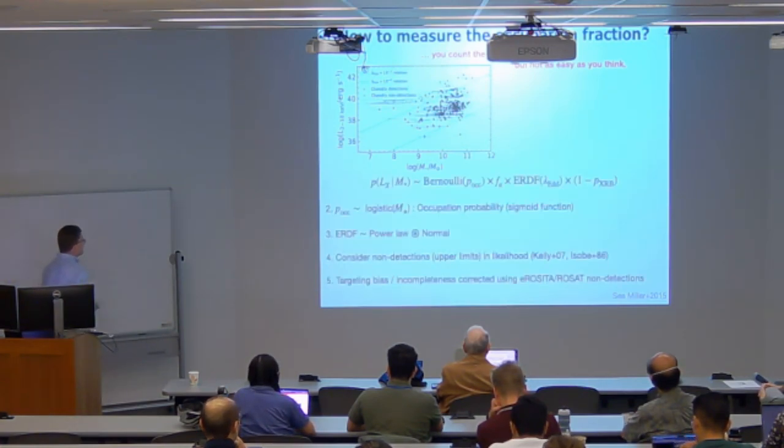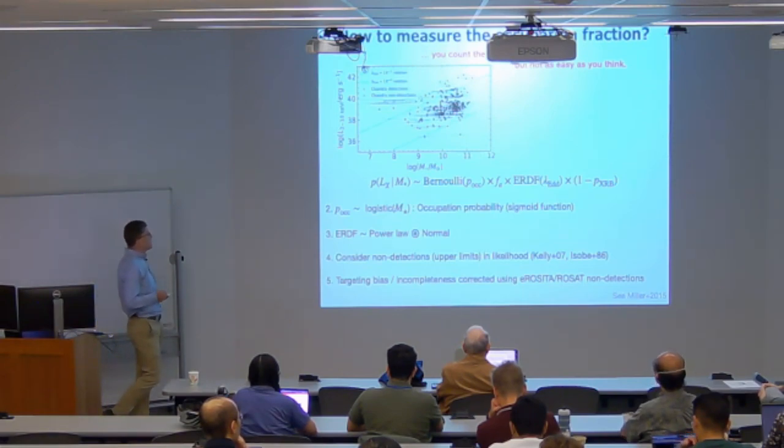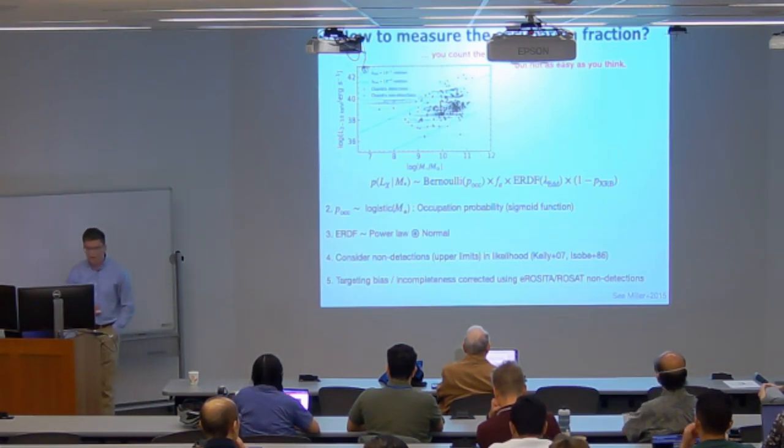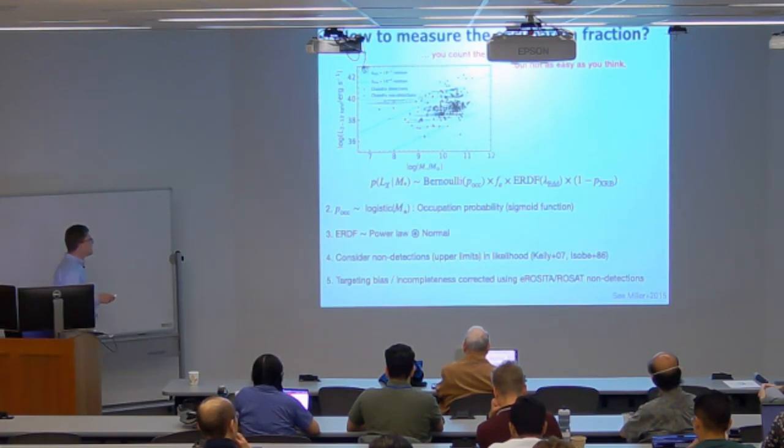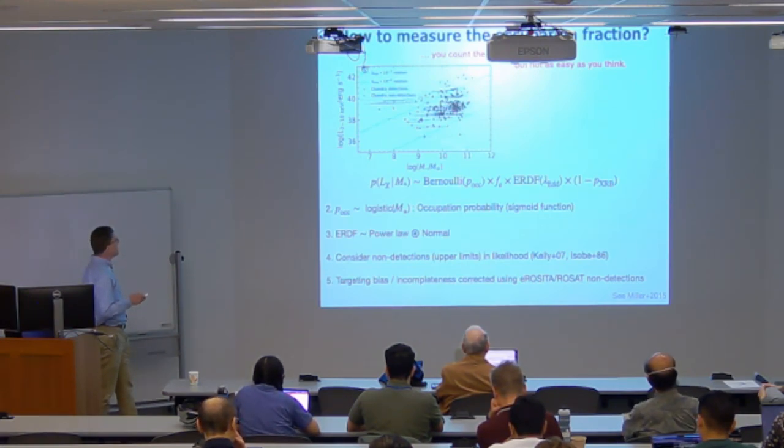So how do we do this? Well, we've constructed a statistical model. This is the only equation I'll show in the talk. The probability distribution of the X-ray luminosities at a given stellar mass is given by a Bernoulli distribution, which is equal to 1 if there's a black hole there, and equal to 0, so there's no luminosity coming from the AGN, if there's no black hole, okay?